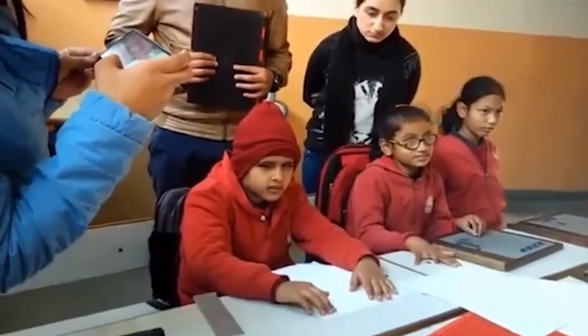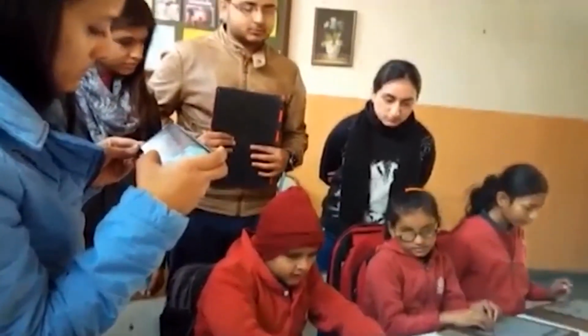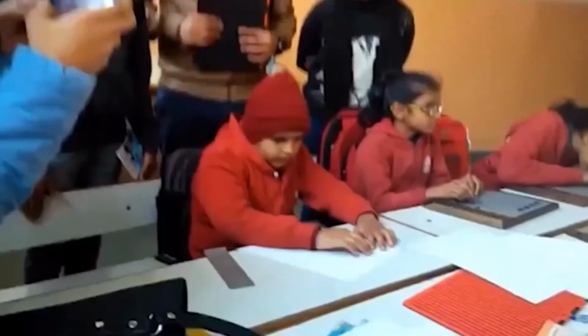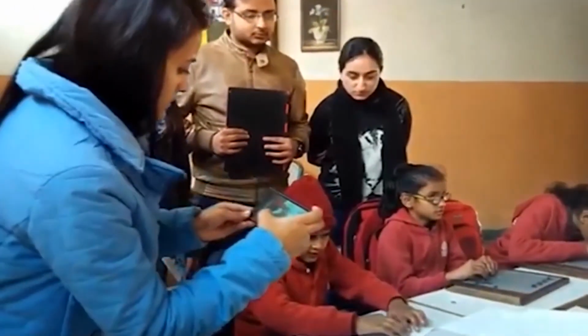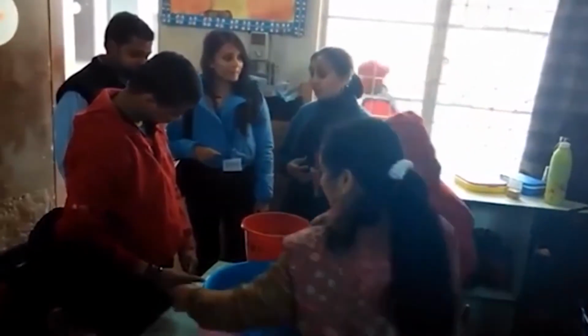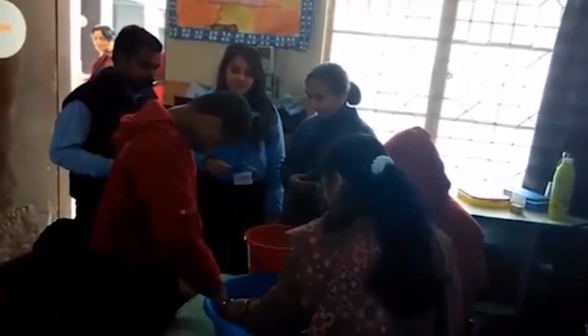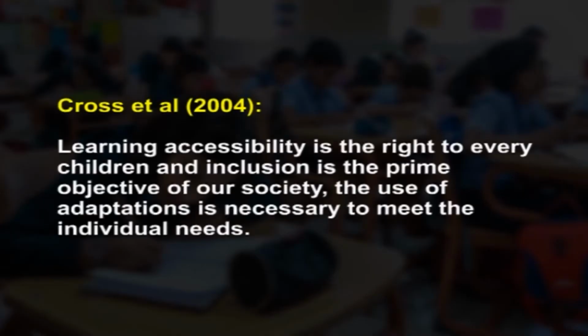The common curriculum restricts the level of inclusion of diversified learners in the classroom. In order to overcome such a situation, a flexible curriculum or adapted curriculum is needed in an inclusive classroom, which is child-oriented. Adapted general curriculum helps children with special needs to access the inclusive learning environment. According to Cross, learning accessibility is the right of every child and inclusion is the prime objective of our society.